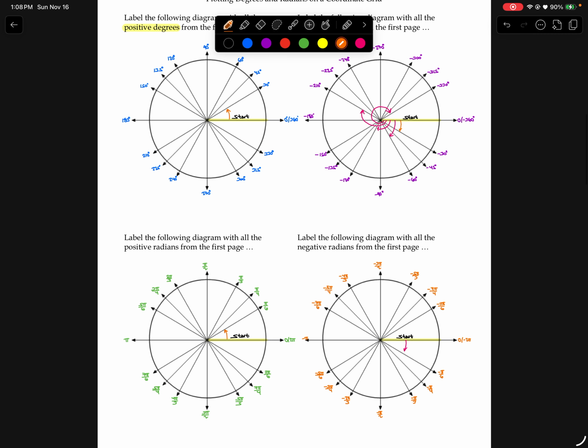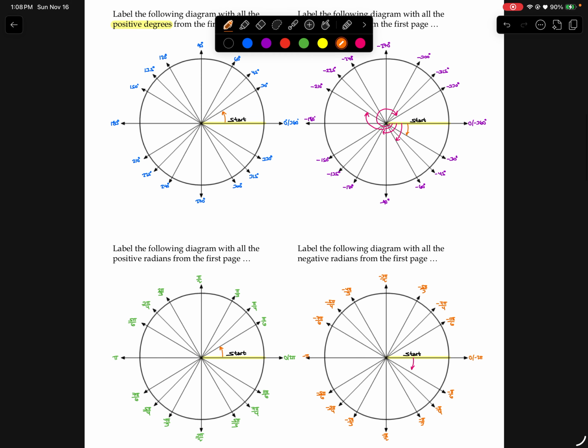So I would definitely make sure that you are good with knowing where each and every single one of these positive and negative angle values are, in both degrees and radians. That's going to help you a ton when we get to future lessons, namely when we get to the unit circle in the next one.